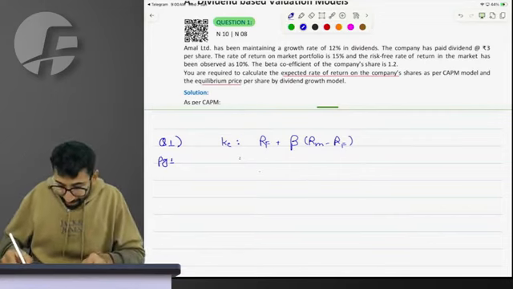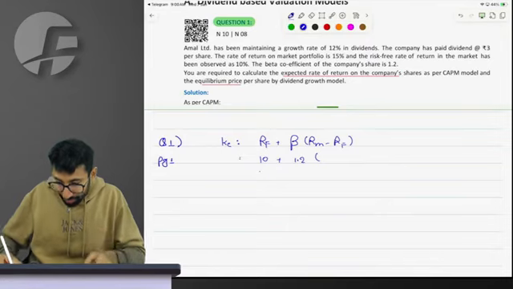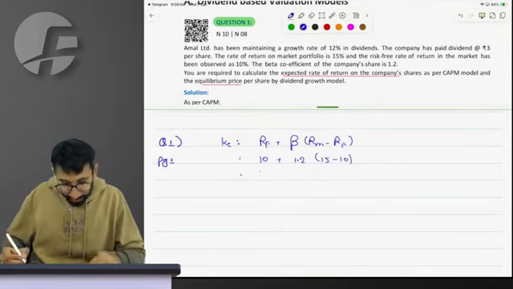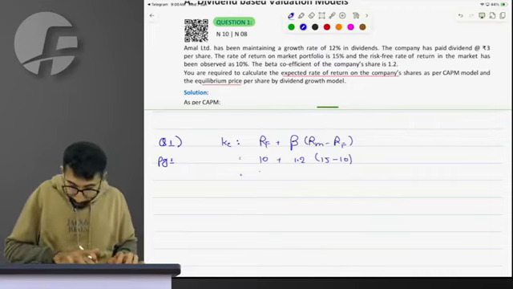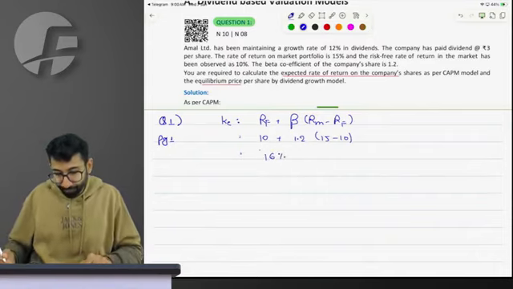Sir, what was my RF? Sir, RF is 10. What is the beta? 1.2. What is RM? Sir, 15. 15 minus 10 gives you what percentage as cost of equity? So 5 multiplied by 1.2 plus 10 is equal to 16% as my cost of equity.